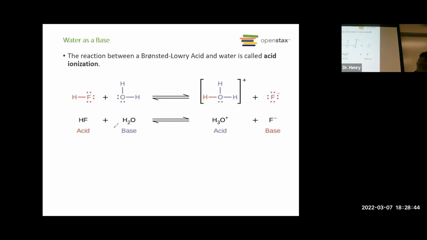Okay, so here we have hydrofluoric acid and water. In this case, this is my acid, and water is going to be my base. So we're going to end up getting the hydronium ion, and then we're going to get the fluoride ion as our base. So the hydronium ion is now acting as our conjugate acid, and this is our conjugate base. Simple.